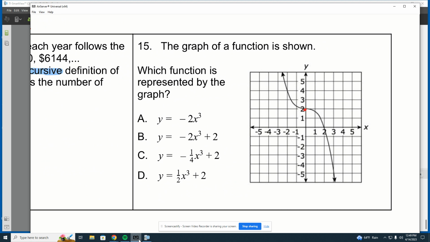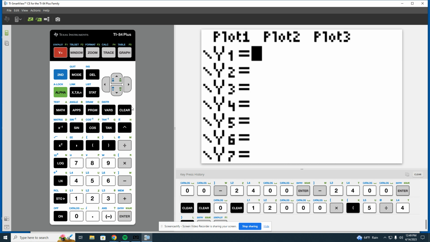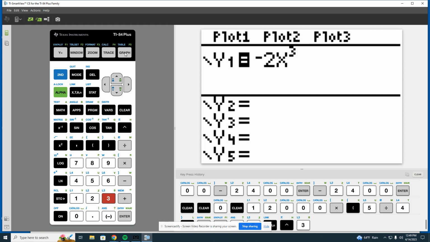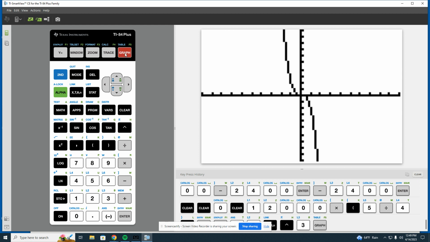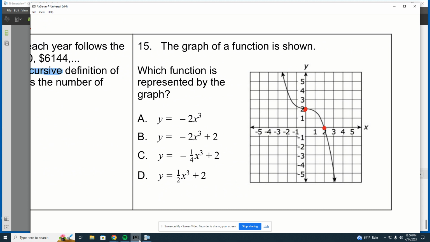The next 2 things are the key, in my opinion. Where does it cross the y-axis? Where does it cross the x-axis? Okay, so it's going down, it's curving, and it's crossing the x-axis and the y-axis at 2. So let's look at A. So I'm going to go to y equals, and I'm going to type in negative 2x to the 3rd power. Is it going down? Is it curving? Is it crossing the y at 2 and the x at 2? Then it cannot be A.